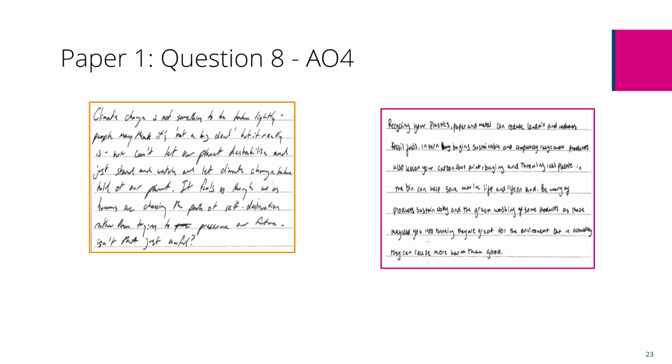So again, moving on now to AO4, and we've got our more successful on the left and our less successful on the right. The exemplar extracts are in the examiner report. The one on the right-hand side is level 2. The one on the left is the level 5 again.